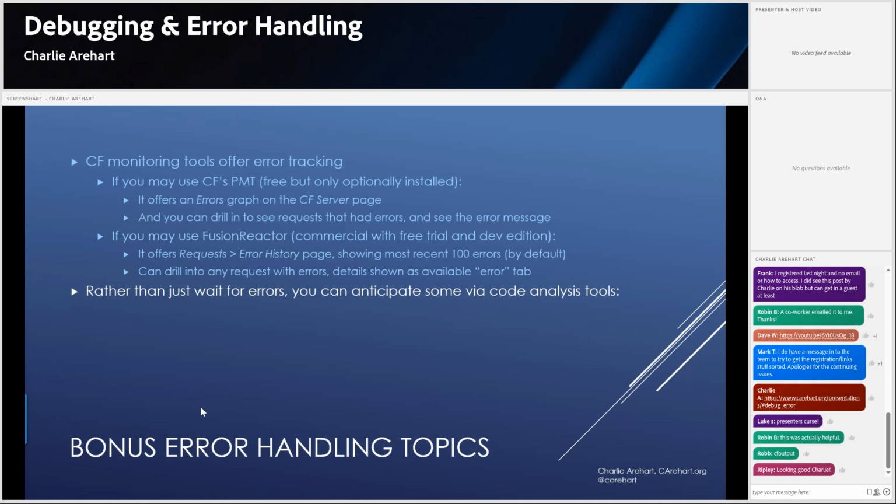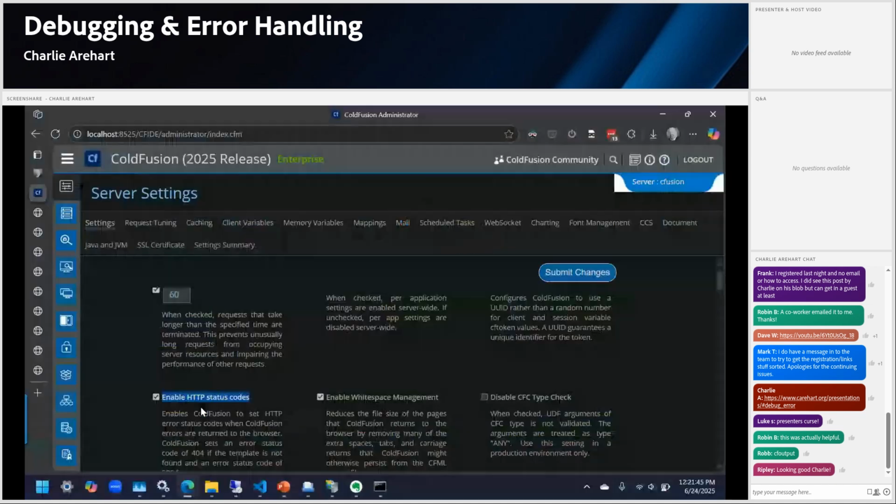Anyway, I want to say that rather than just wait for errors to occur, you can anticipate some of the errors with code analysis tools. So first of all, in the CF admin, there's long been a code compatibility analyzer. I want to just show you real quick for those who go, wait, what? I've never seen that before.